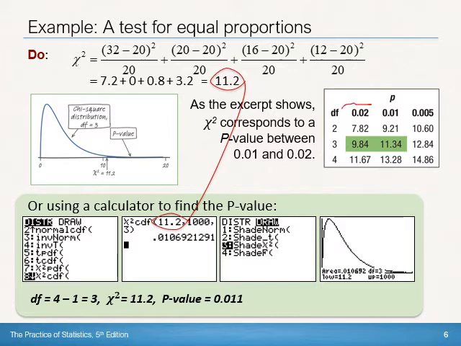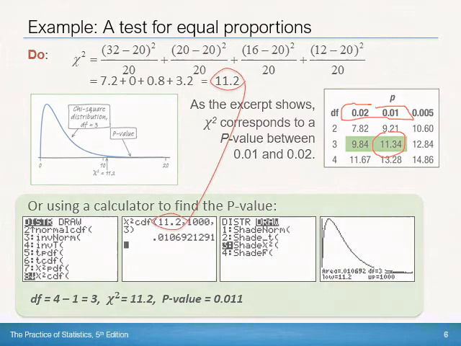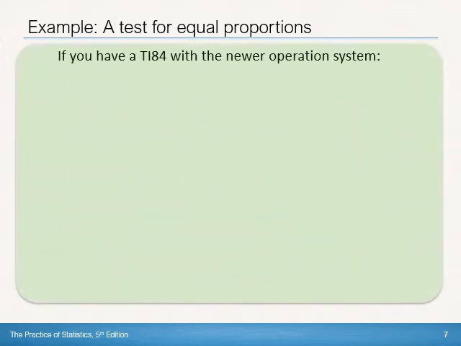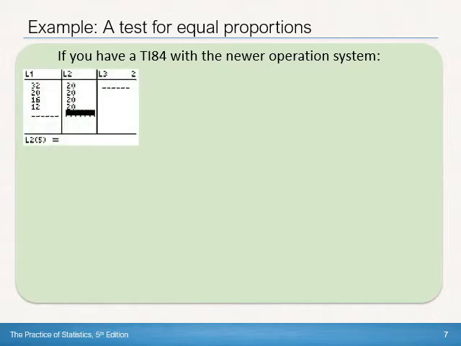Even though we knew it was between these 2 values, we knew it was closer to 0.01 because 11.2 is pretty close to this end value of 11.34. So they sort of all agree. You can draw the distribution on your calculator as well, like we could for a t-distribution. If you have an 84 with a newer operating system, then you don't have to do any of this by hand. You can use the calculator to do the whole test for you.